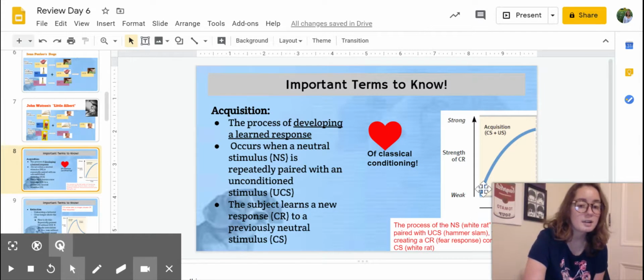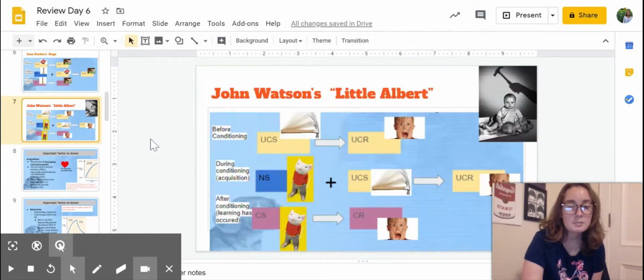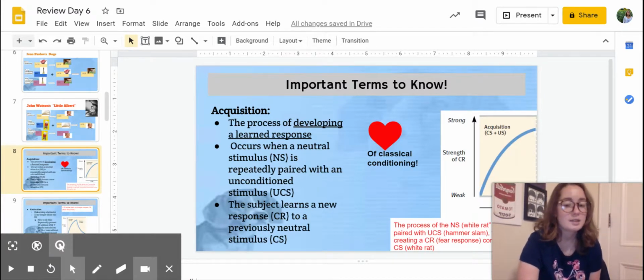So the more times that you pair them together, the stronger your response is going to be with the conditioned stimulus and the conditioned response. Again, this is just the process of pairing the white rat with the hammer slam and creating that fear response.